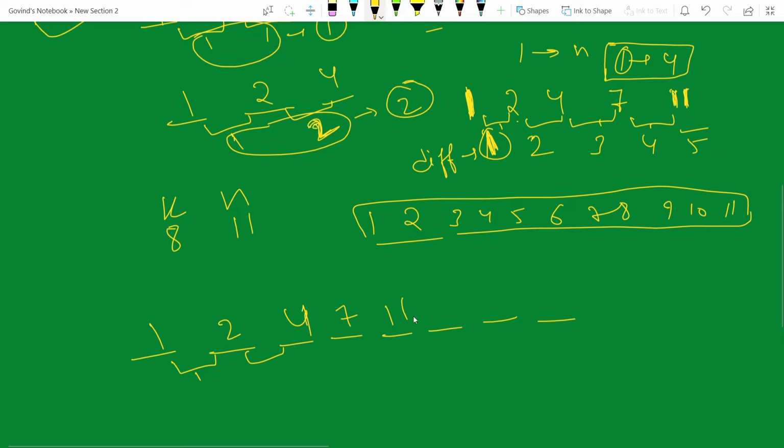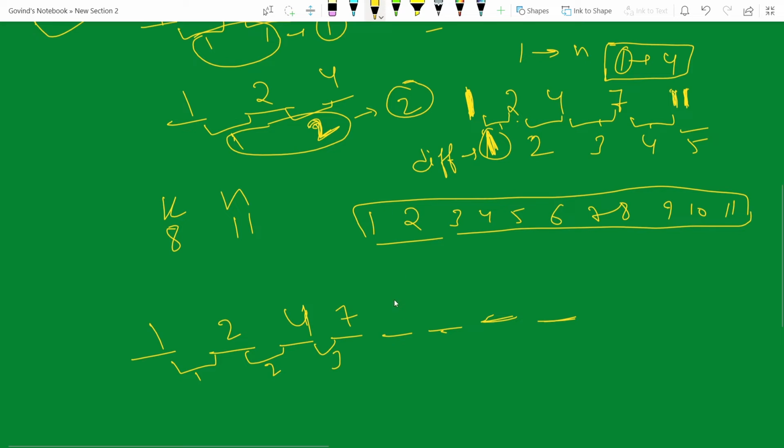So now let's try. Here is a difference of 2, now 3, and a difference of 4. Now suppose I put 11 here, but now I have 3 more places to fill. How can I fill all these 3 places? For filling these, I need 3 more numbers. But I don't have any other number here, so I cannot put 11 here. So let's remove this.